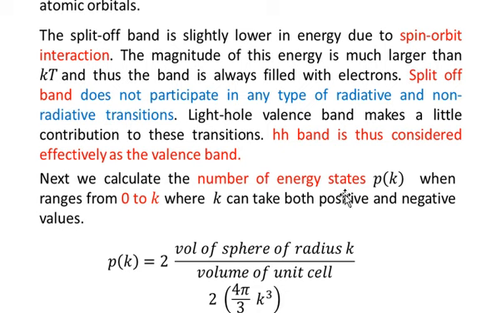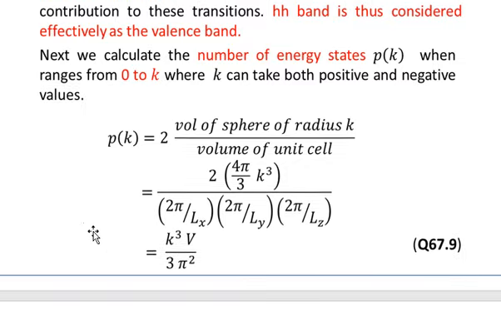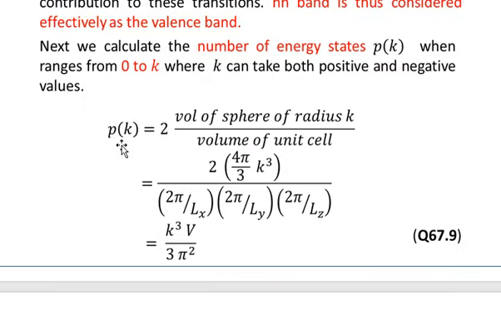Next we calculate the number of energy states represented by P of k, where k ranges from 0 to k, and k can take both positive and negative values. So you see that the number of energy states represented by P of k is given by 2 multiplied by the volume of the sphere of radius k divided by the volume of the unit cell. So the volume of the sphere is 4 pi over 3 into k cube, because we are now talking about k space.